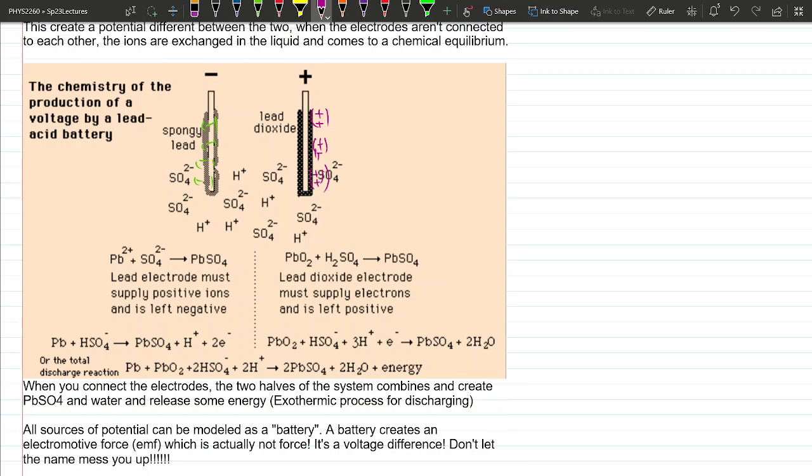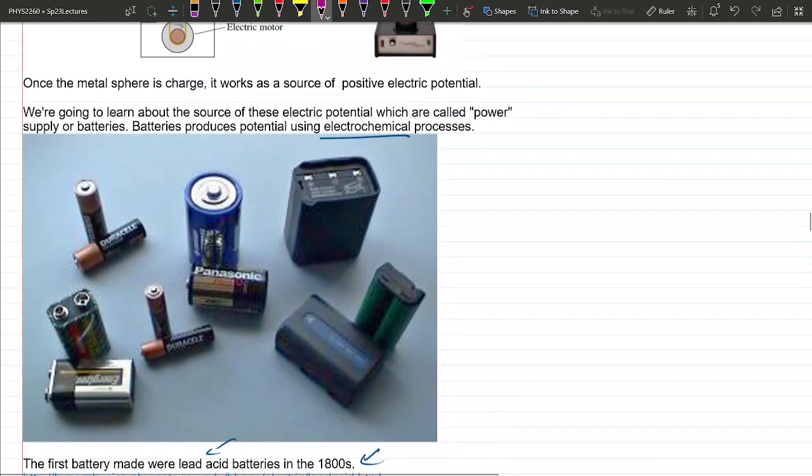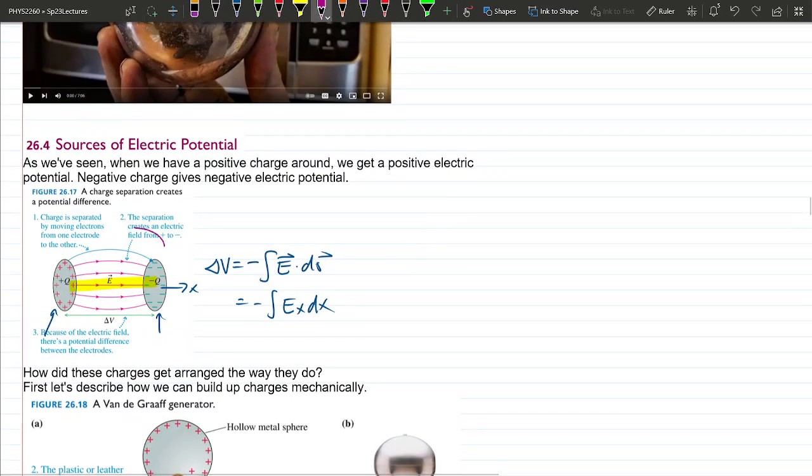Therefore, you produce a potential difference between them, just like if we had one up here. This is exactly what we just made, just by dunking lead into acid.